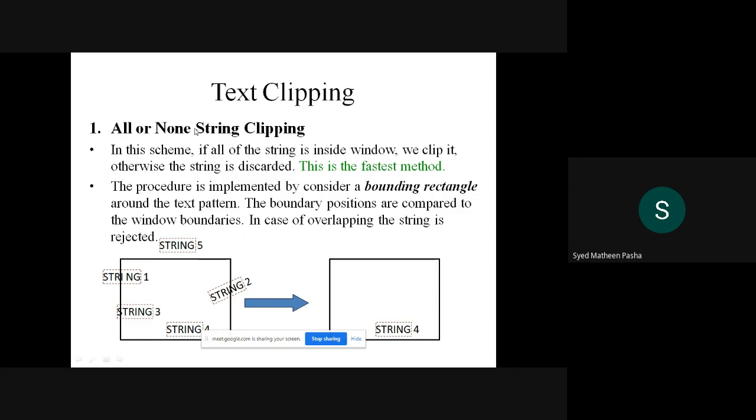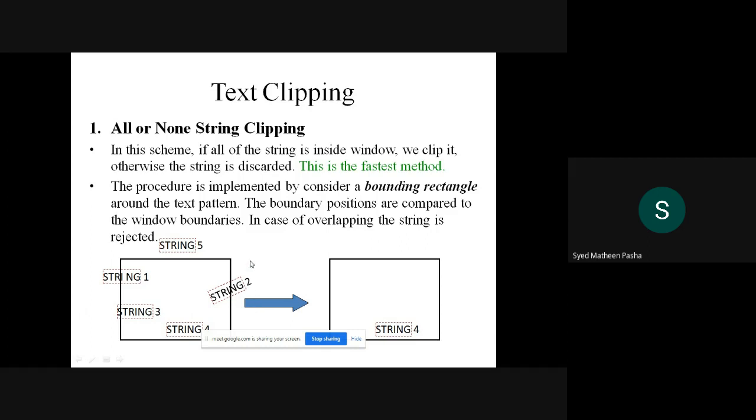All or none string clipping. First, check out the representation here. In the first example, this is the input you are passing to that particular clipping. What happens in text clipping is, if a single character of that particular word is out of the boundary, it will clip the whole word. Check out here also, similar. So only the string which is totally inside the particular window is retained. This whole I can say as non-clipped area because it is all inside the window.